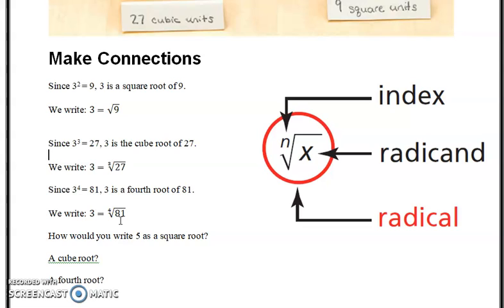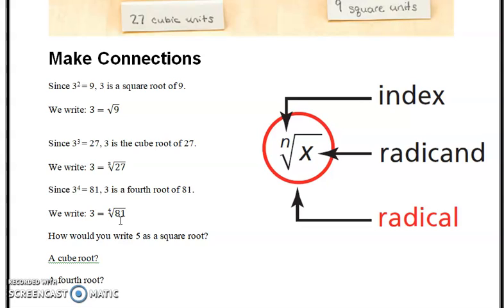We also look at the next one. It's called the fourth root. So since 3 raised to the power of 4 is equal to 81, 3 is a fourth root of 81. So we write 3 as equal to the fourth root of 81.